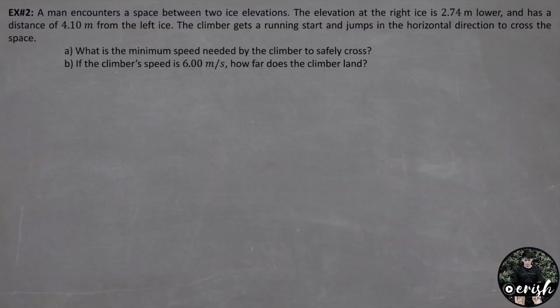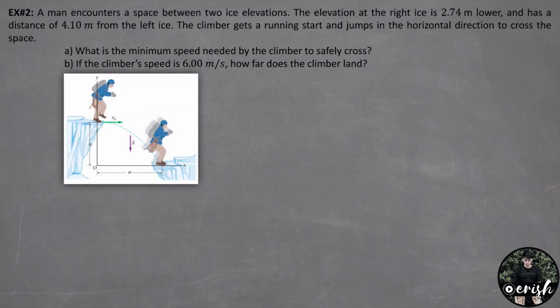Example number 2, a man encounters a space between two ice elevations. The elevation at the right ice is 2.74 meters lower and has a distance of 4.10 meters from the left ice.